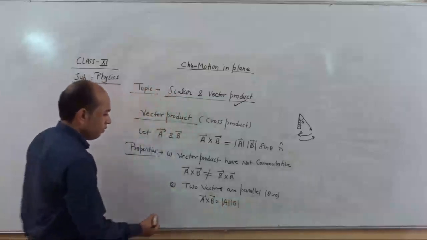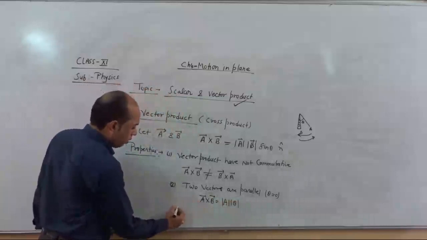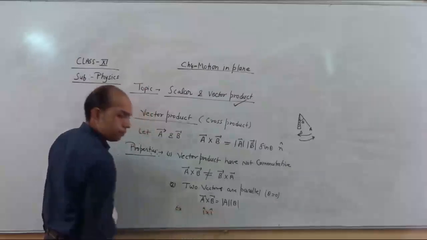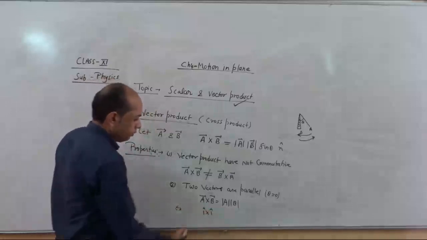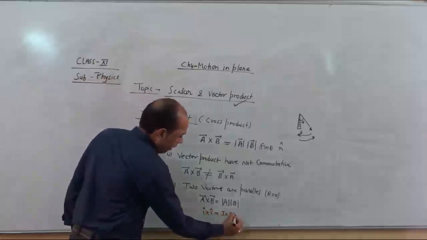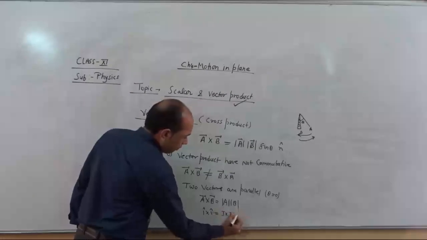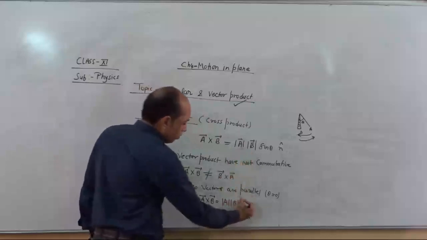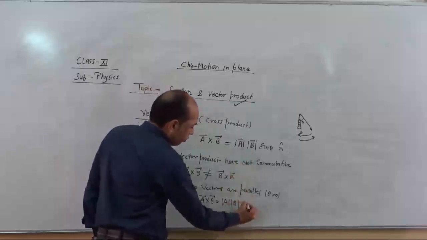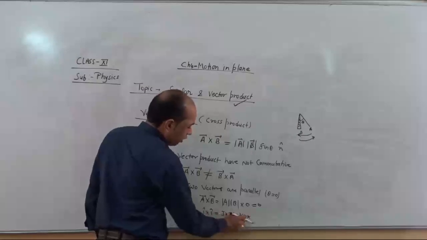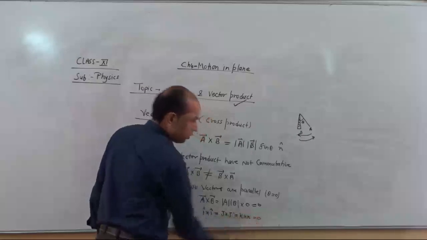For example, if we take I cross I, J cross J, and K cross K, sin 0 is 0, so this is 0. First term, and similarly I into I, J into J, K into K, all are 0.